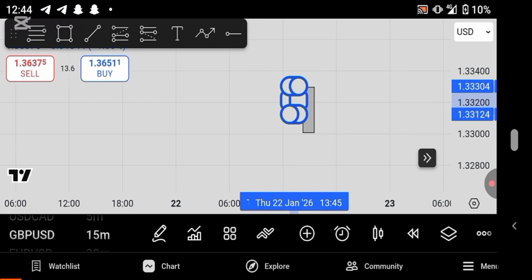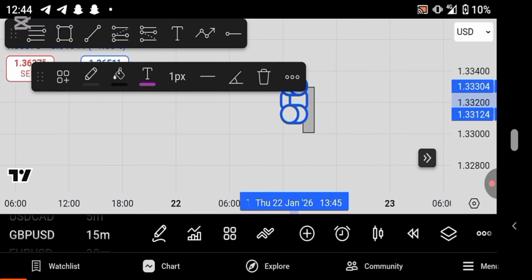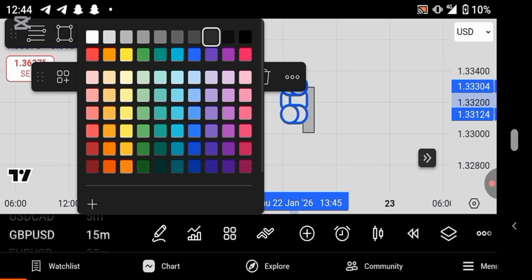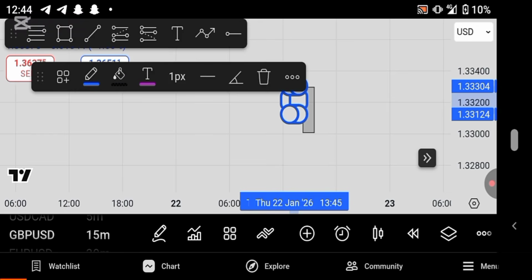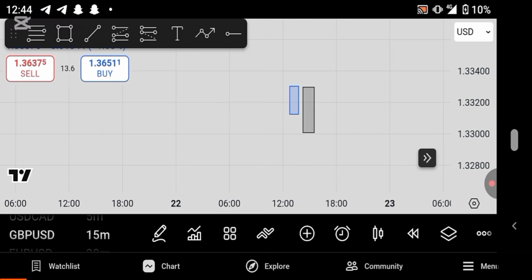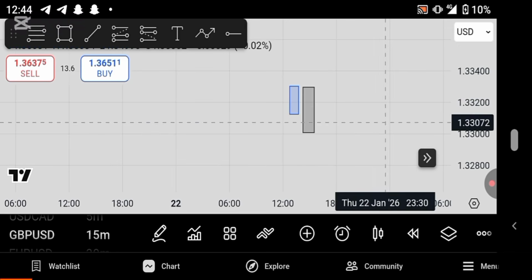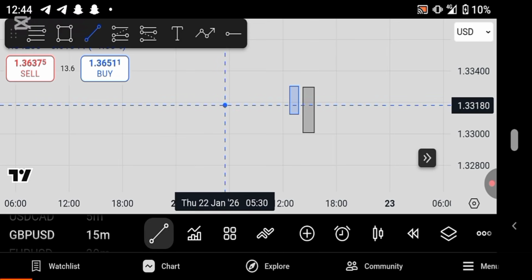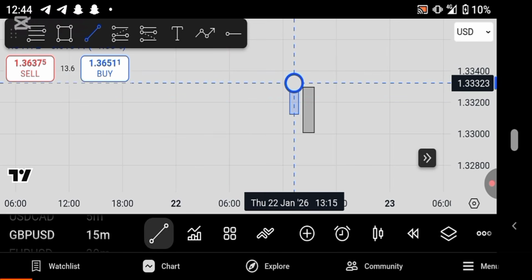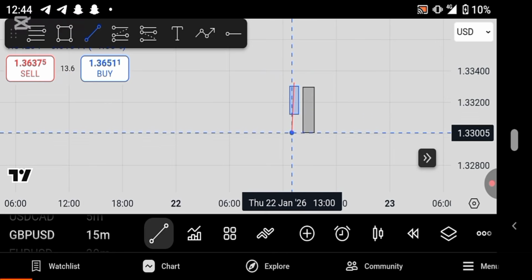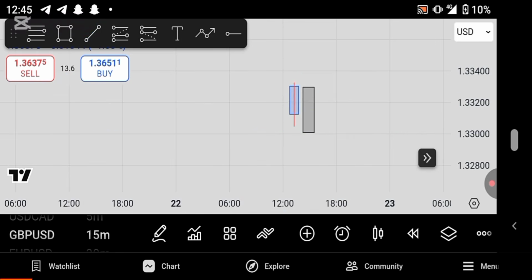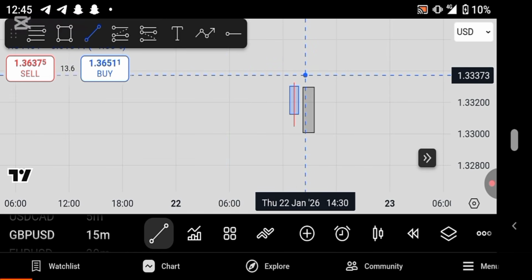So let's say this is a bullish candle. Let me change the color to blue. This is a bullish candle, while the second is a bearish candle, and these are the wicks of the candles. Let's take this as the wicks of the candles.